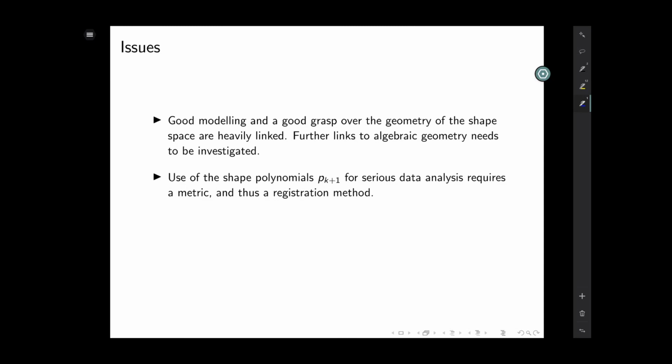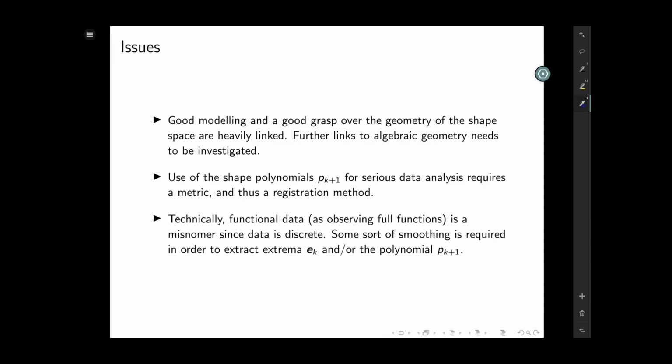The use of shape polynomials for serious data analysis, as I said, requires a metric because you need to compare polynomials, you need to find averages, you need to do those things. So without any alignment, I would need to be able to define a metric directly on these polynomials, which in some sense preserves the shape information, but without which I have to do some form of registration.